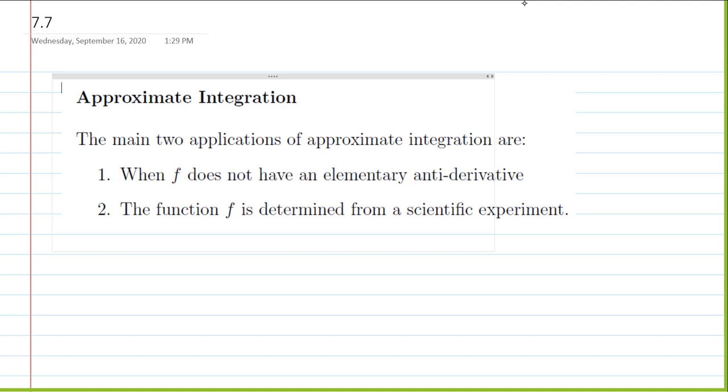Well, it turns out that we're going to need to be able to integrate things that don't have antiderivatives. So enter the idea of approximate integration. The two main applications of approximate integration are, first, when f does not have an elementary antiderivative, and two, when the function f is determined from a scientific experiment. If you're out in the field gathering data, you're not going to have a nice function f for which to take an antiderivative, right?